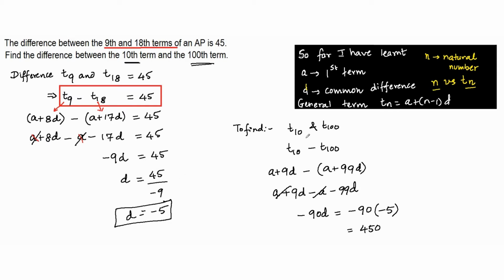Now we have to find the difference between T10 and T100. So T10 was A plus 9D and T100 was A plus 99D. So to find the difference, I do A plus 9D minus of A plus 99D. So when I open the bracket, A minus A cancels and 9D minus 99D is minus 90D, which is minus 90 times minus 5, and that is positive 450. Right? So this is how I solve this particular question.